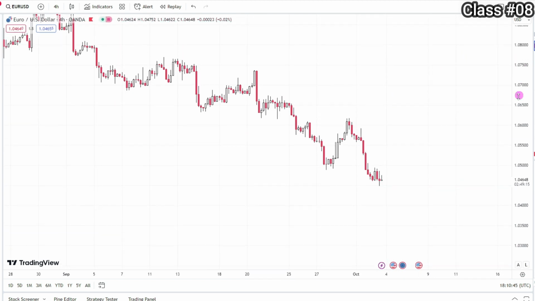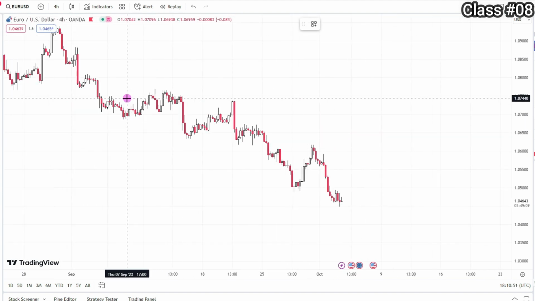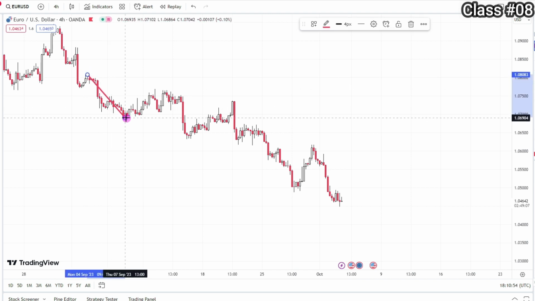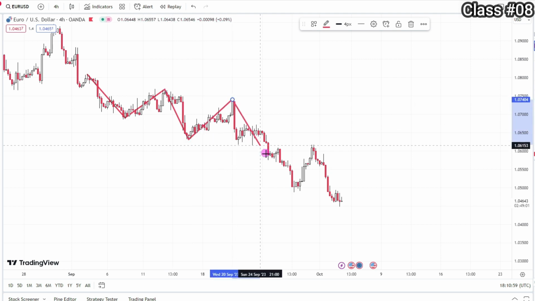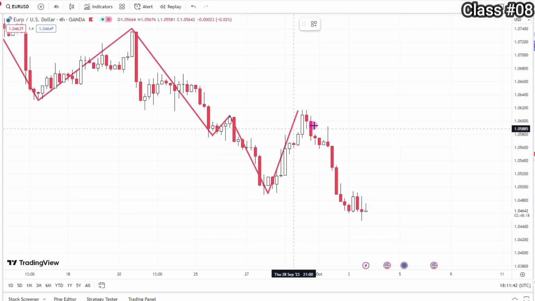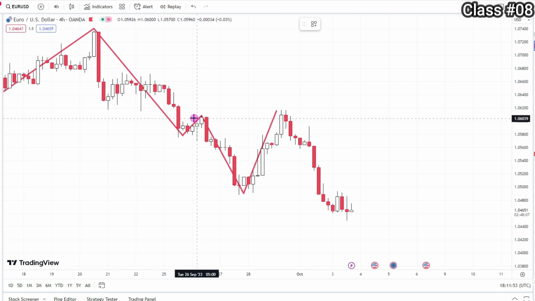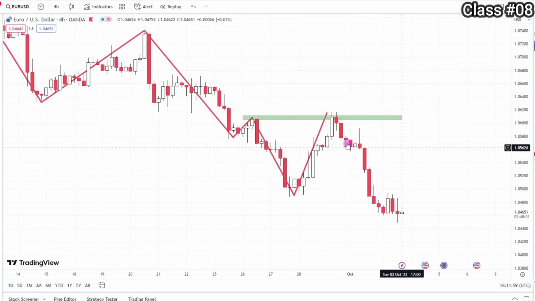So this is the Euro USD chart, and our first step is to draw a structure on this chart. So here is our lower low point, lower high, lower low point, lower high point. This is our next lower low, lower high point. This is our lower low point, lower high point, and this is our lower low point. So this is the double top point. The double top point is our last support zone in this downtrend structure, and first we'll draw our resistance zone at this double top point.